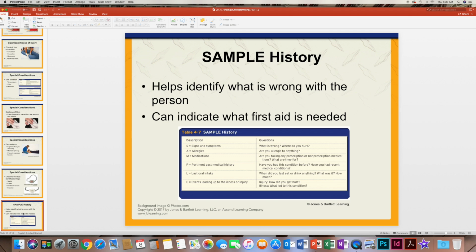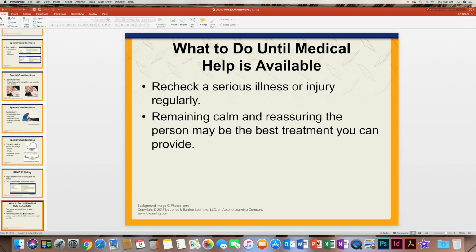So with signs and symptoms, ask them what's wrong, where do you hurt? Are you allergic to anything? Are you taking any prescription or non-prescription medications? Have you had this condition before? Do you have any past or recent medical conditions? When was the last time you ate or drank anything? How did you get hurt? What led to this condition? So these are the basic things in a SAMPLE history.